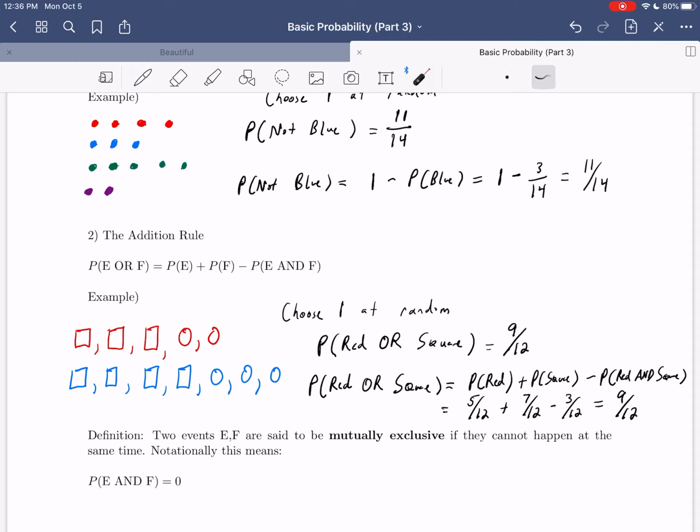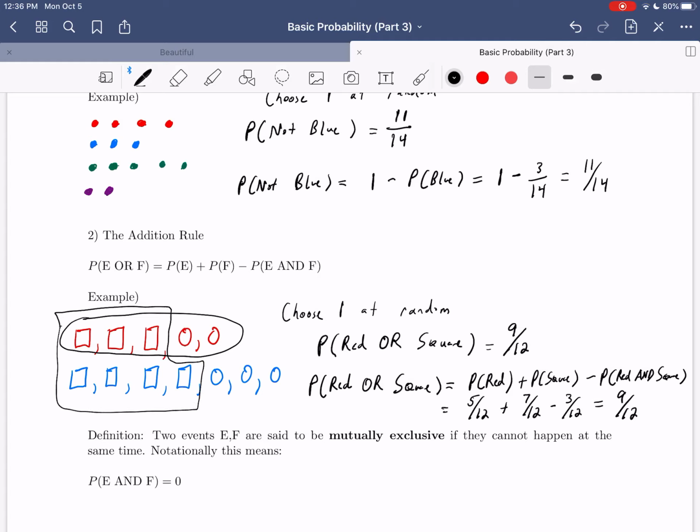Visually, what's going on with this? Well, to count up all the things that are red or square, we're saying there's all the reds, there's all the squares, and notice that these things are the overlap. So we have to make sure to subtract that overlap so it's not double counted. We want to count it once, but we don't want to count it twice. And unfortunately, when we take all the reds and then all the squares, we do end up double counting. So by subtracting that overlap, we avoid double counting.